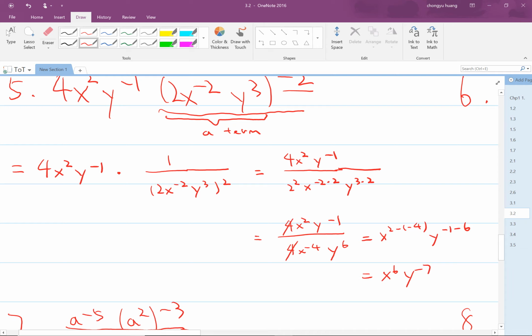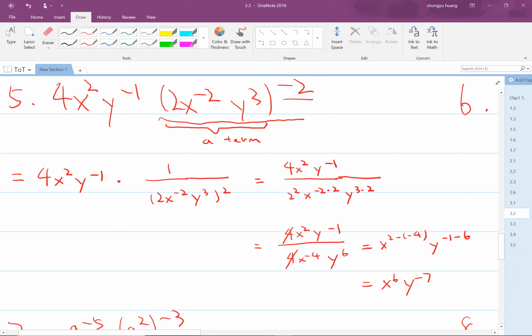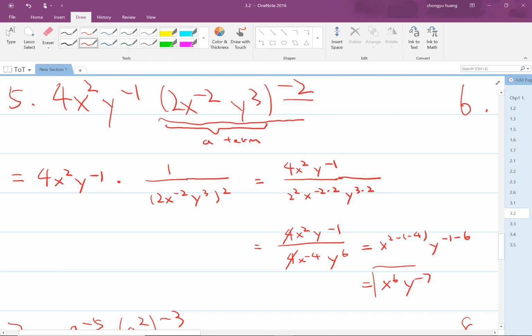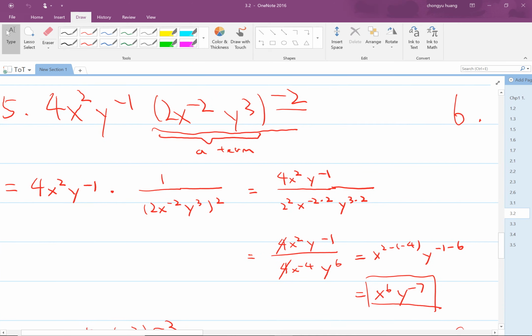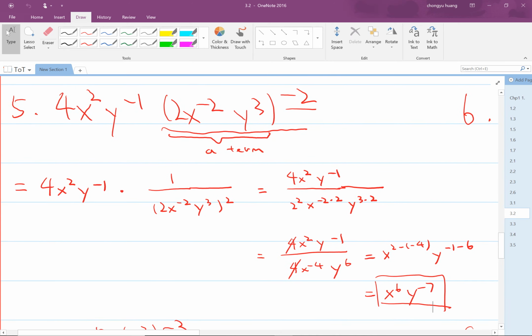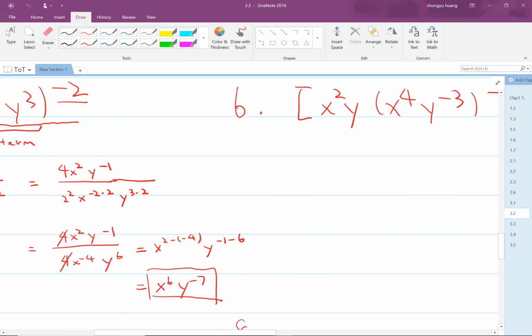So the answer for question 5 is x to the power 6, y to the power negative 7. That's the solution for question 5. Now let's move into question 6.